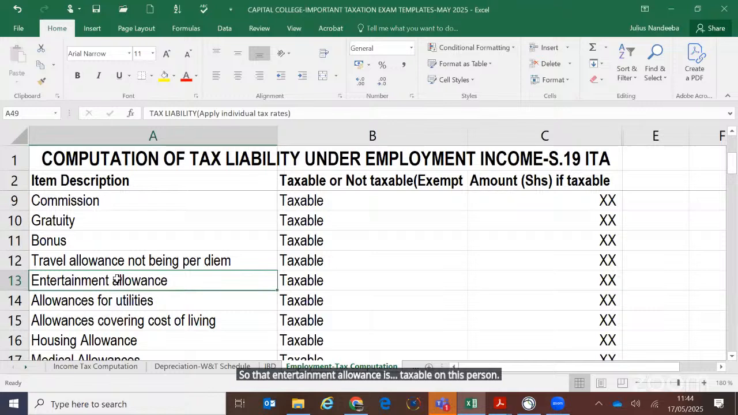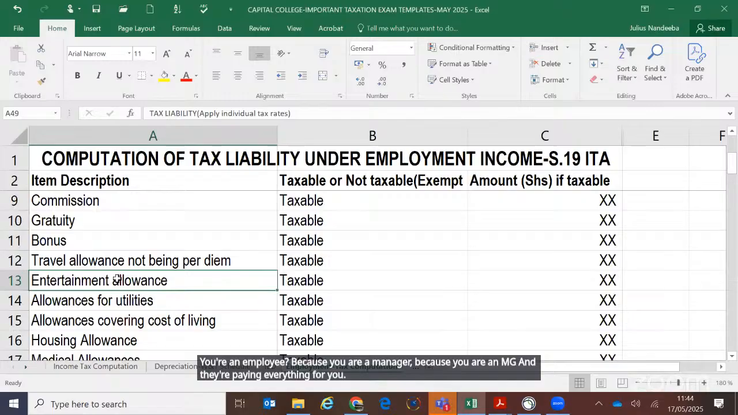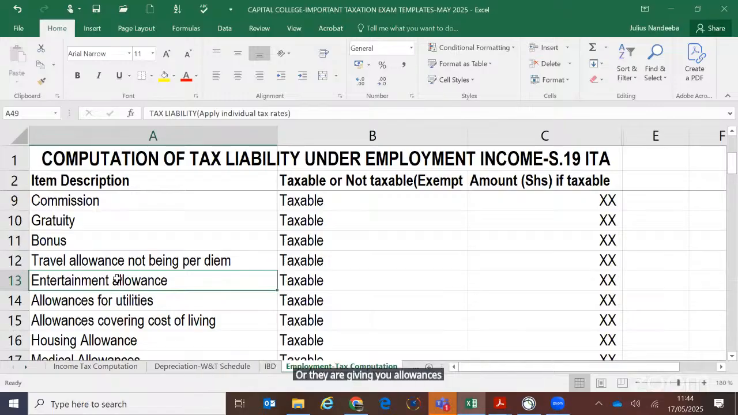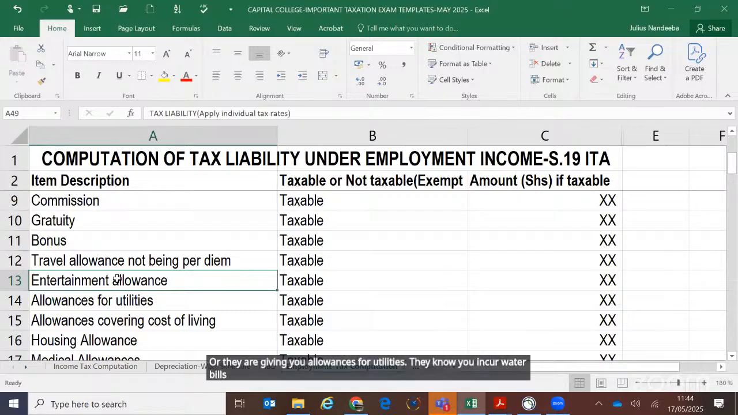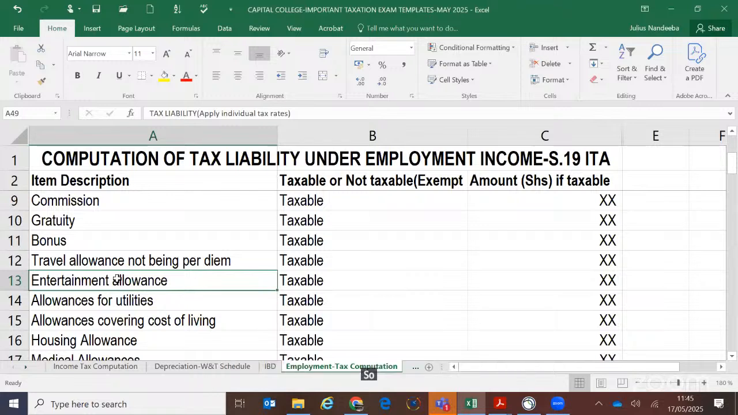Now, allowances for utilities. Utilities are things that you use at home. You're an employee because you're a manager, because you're an MD, and they're paying everything for you. Or they are giving you allowances for utilities. They know you incur water bills, they know you incur electricity bills, they know you incur wastage, rather garbage collection. And they say in a month, this MD could actually be incurring about 1 million shillings. So they give you an allowance for utility bills. Again, that is taxable on you.